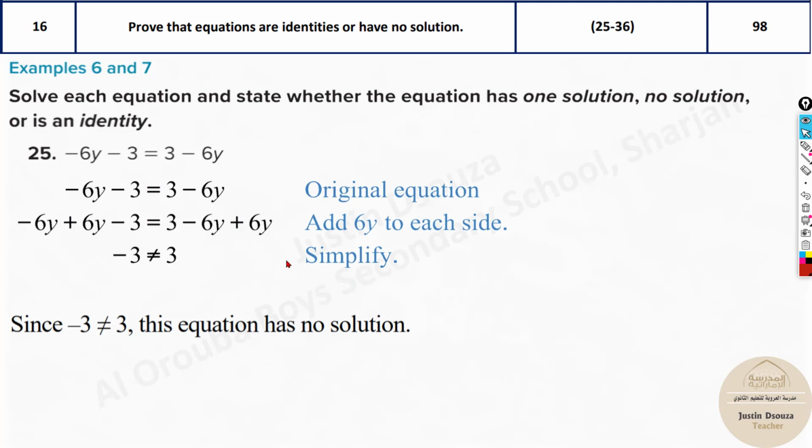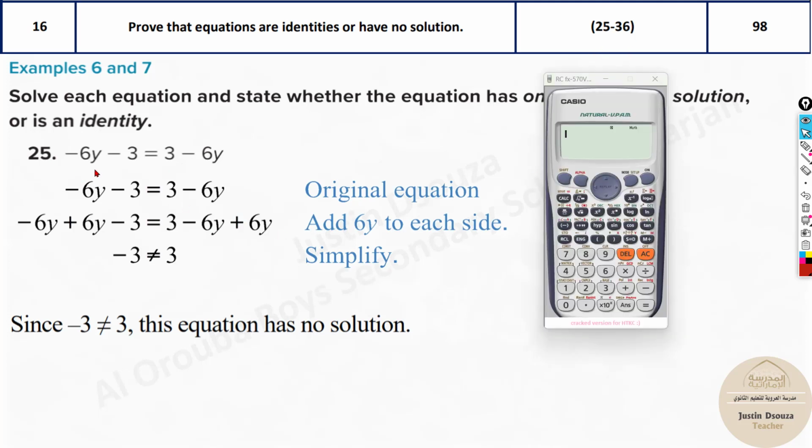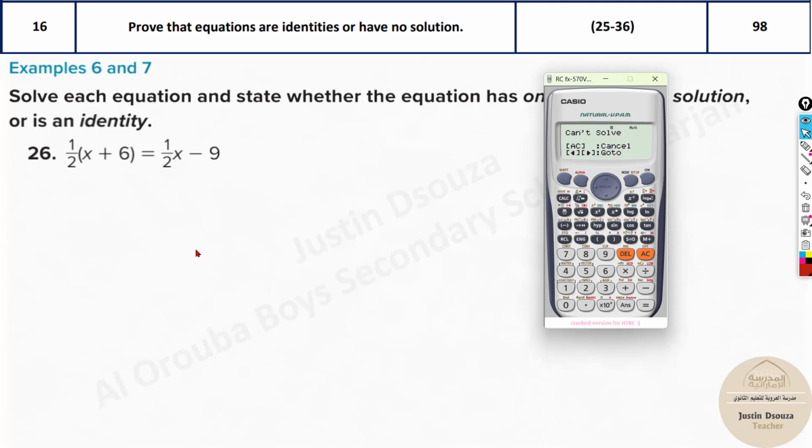Now just to check the answer, we will try and calculate as well. But you must write this. Otherwise there's no marks. But we will check the answer by calculator. Now we will just type this given equation in the calculator, that is -6y. There is no y, we use x as the variable. -3 equals 3 minus 6 alpha x. Shift and solve. It takes us a few seconds, and now it shows it can't solve. That means it is having no solution because it's not equal to. Yeah, it's wrong, you know, the equation that we obtained. There's no solution over there.